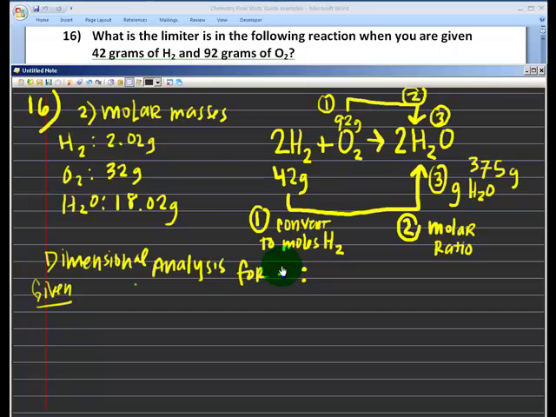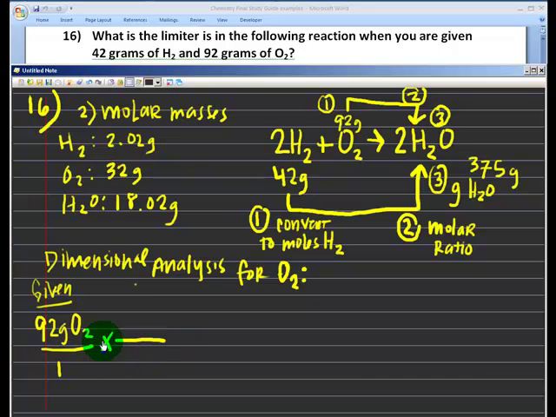Now we're going to do dimensional analysis for reactant O2. So I'm going to do the same process. We always start with what we're given. So in stoichiometry, start with what you're given, 92 grams of O2. And I simply got this number from the problem. They gave me 92 grams.